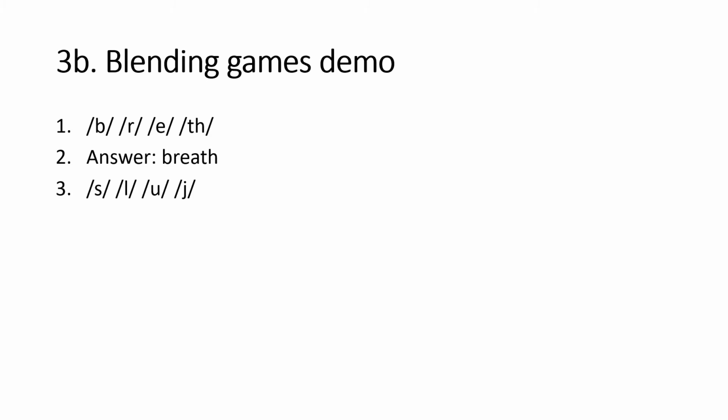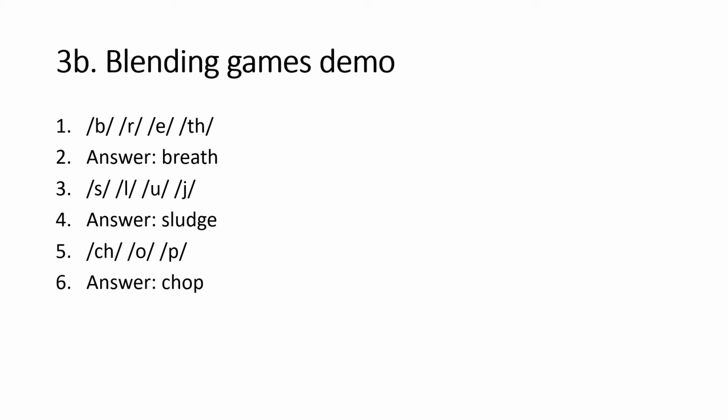3B, Blending Games Demonstration. There's another way that you can play with blending. Blend these 4 sounds into a word. B, r, e, th. The word is breath. Now blend these sounds. S, l, u, j. The answer, sludge. Finally, try these sounds. Ch, o, p. The answer, chop.